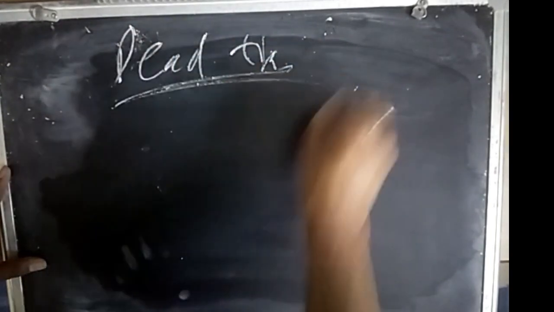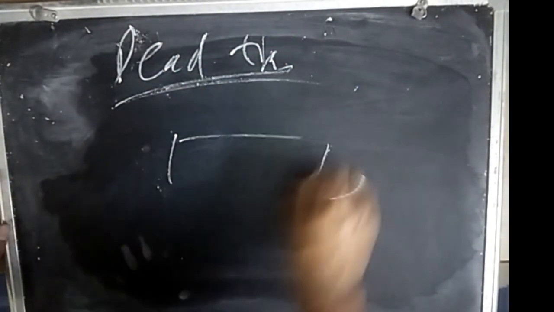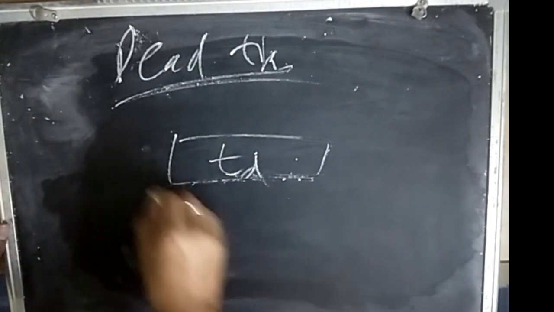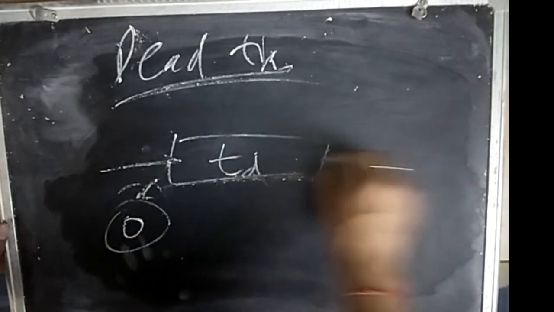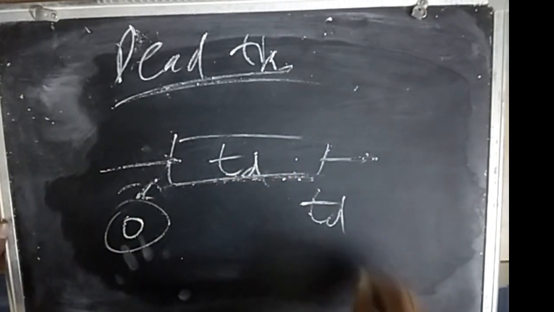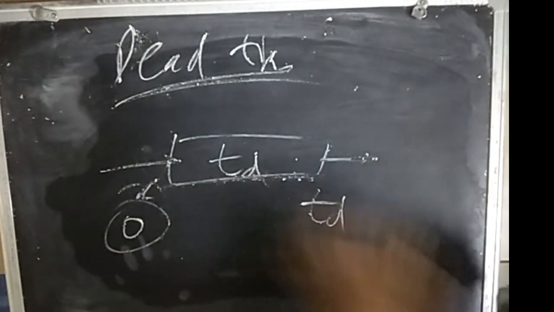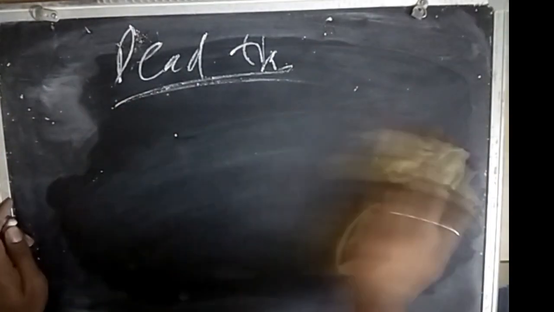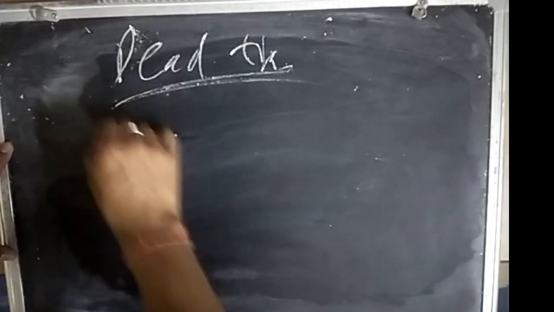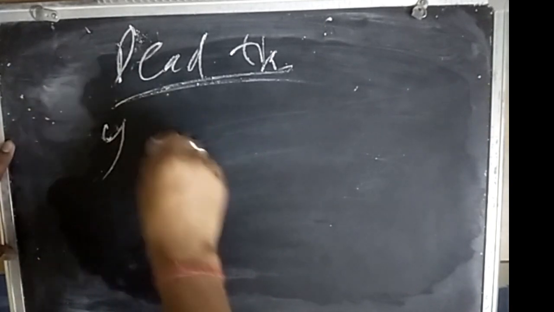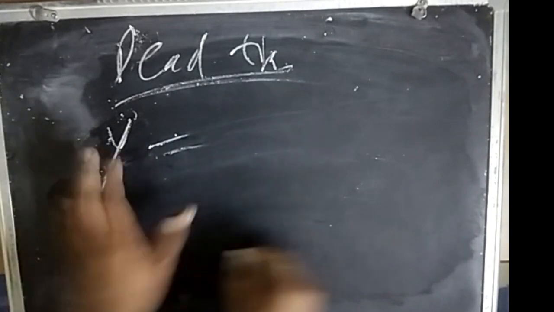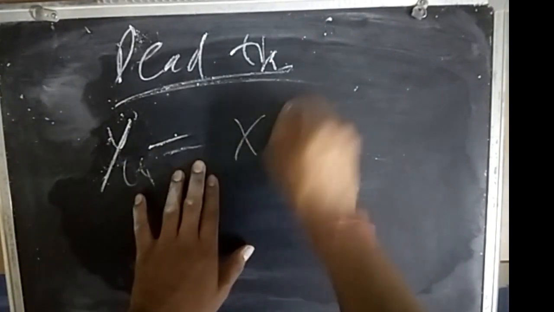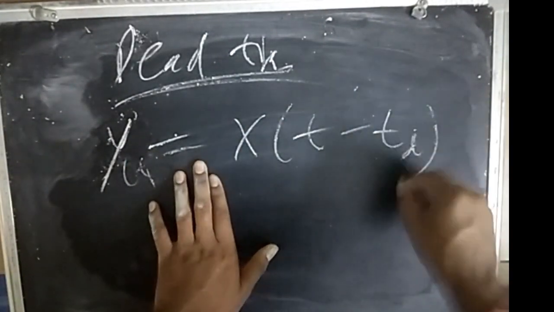Dead time. Dead time is like there's some pipe, so TD. So I'm entering at x, let's say at time 0, but it is coming out at some time TD. So there is some time difference. So what will happen? My output y of t would be x of t minus td, because there is some time difference.